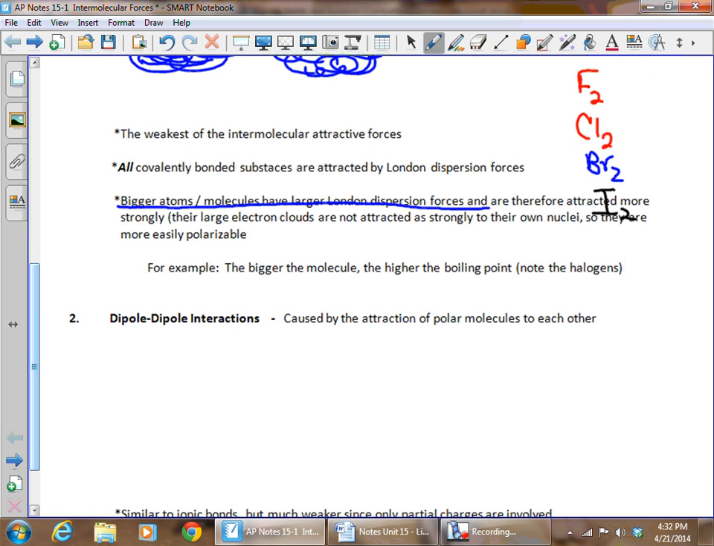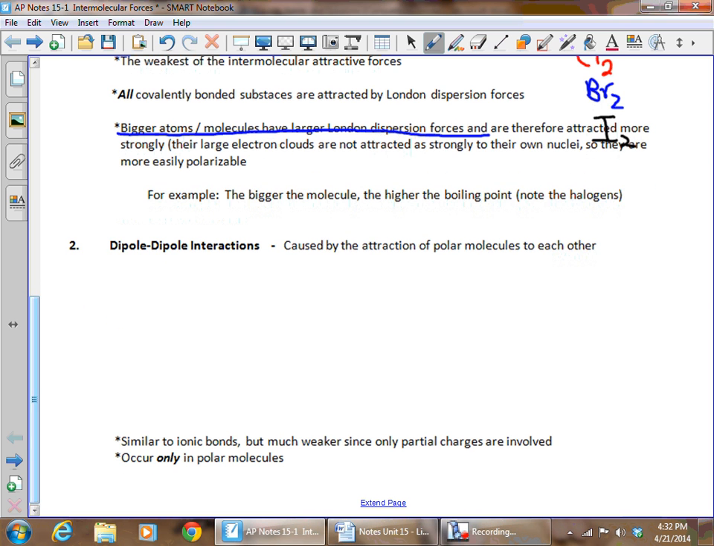They also tend to, the bigger the molecule, have a higher boiling point. So those are the kinds of things you're looking for whenever they ask you questions about attractive forces in those nonpolar substances. Now, dipole-dipole interactions, a little bit stronger attraction.